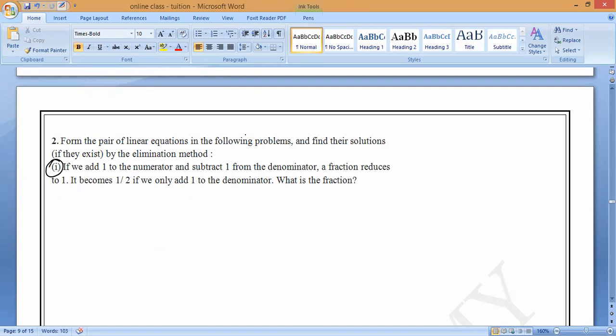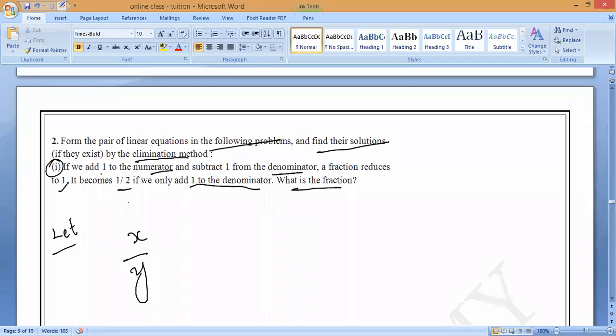Form the pair of linear equations in the following problems and find their solutions by elimination method. First subdivision is, if we add 1 to the numerator and subtract 1 from the denominator, a fraction reduces to 1. If we only add 1 to the denominator, it becomes 1 by 2. What is the fraction? Let us assume the fraction is x by y.